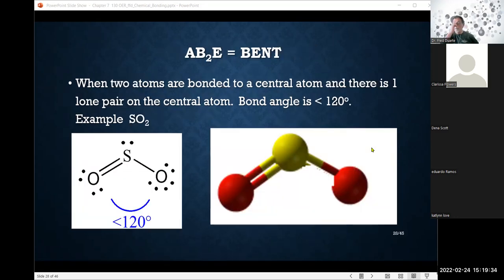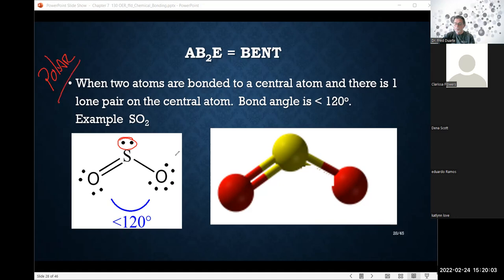Here's an interesting one with the AB2E. This one's sulfur dioxide. Now, when we do the electron configuration for the species, we end up with a lone pair on the central atom. So its general form is AB2E. With that lone pair, automatically we have what we call polar species.